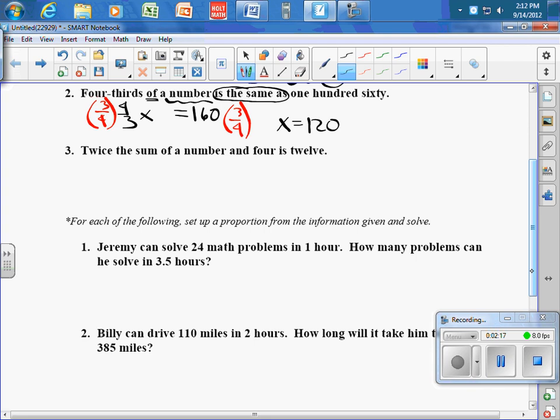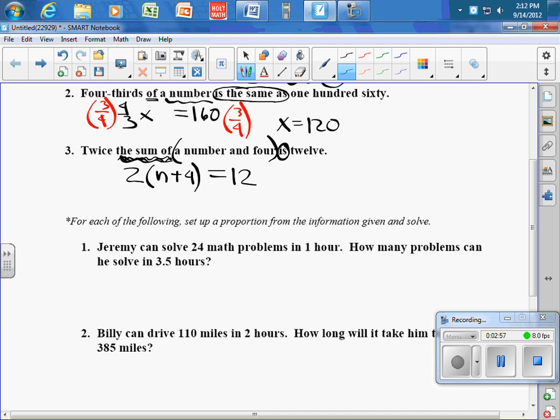Next, we have twice the sum of a number and 4 is 12. Well, obviously is going to be the equal sign, so something's equal to 12. I underlined the sum of because that's a very special case where the sum of means whatever comes after that we put in parentheses. So the sum of a number and 4 would be n plus 4 in parentheses. Twice that means we take 2 times that quantity, 2 times n plus 4 equals 12.